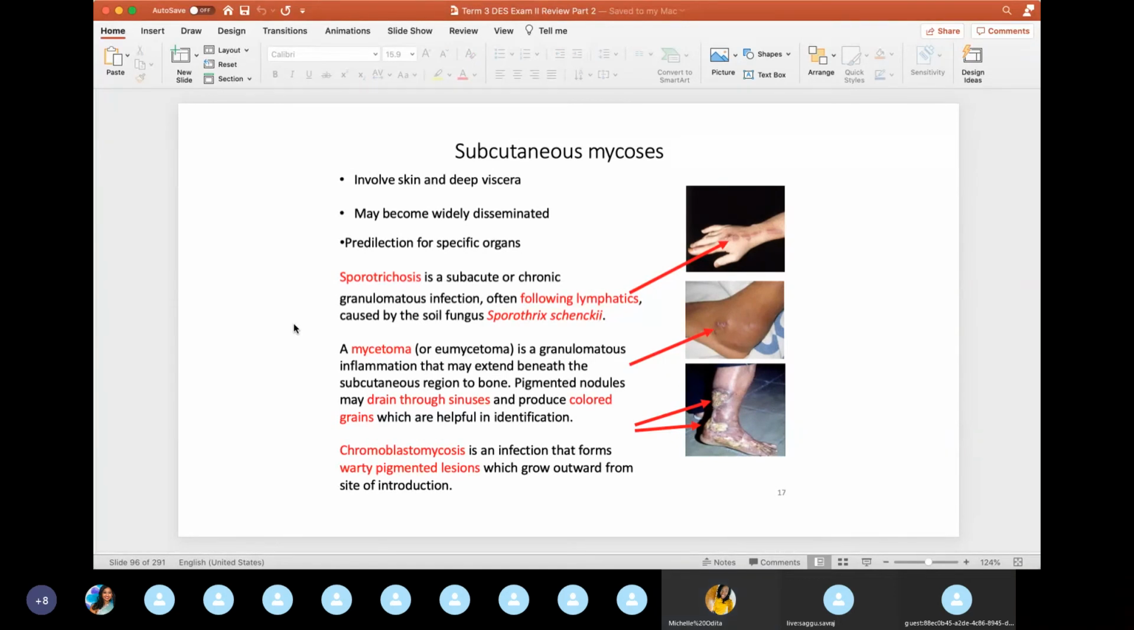Excellent. So we're now in the subcutaneous layers, which involves the deep viscera, right? What's high yield?